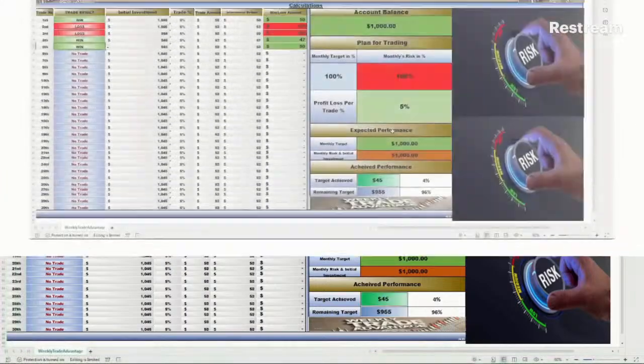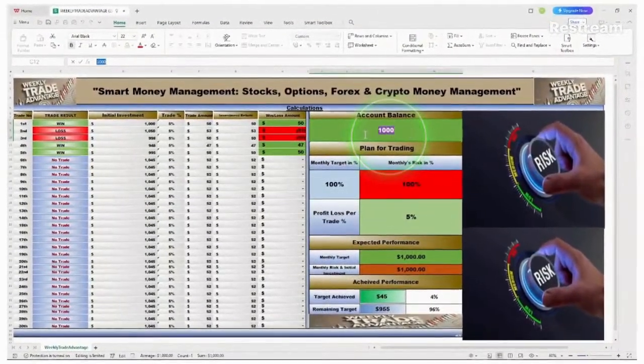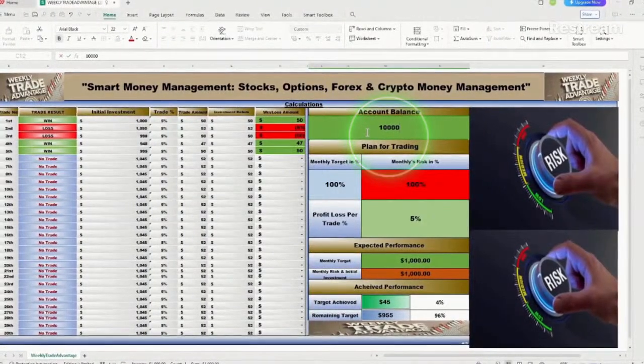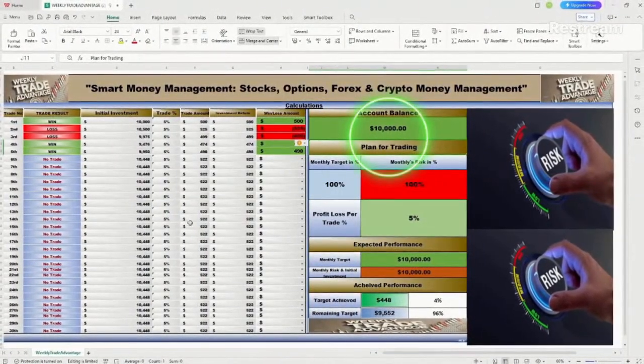Here's how this sheet works. Start by setting your initial account balance, whether it's $1,000, $10,000, or any other amount.